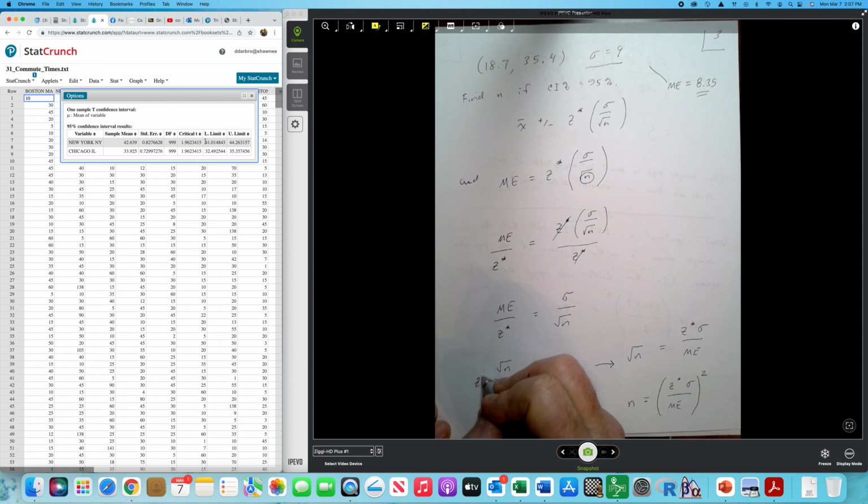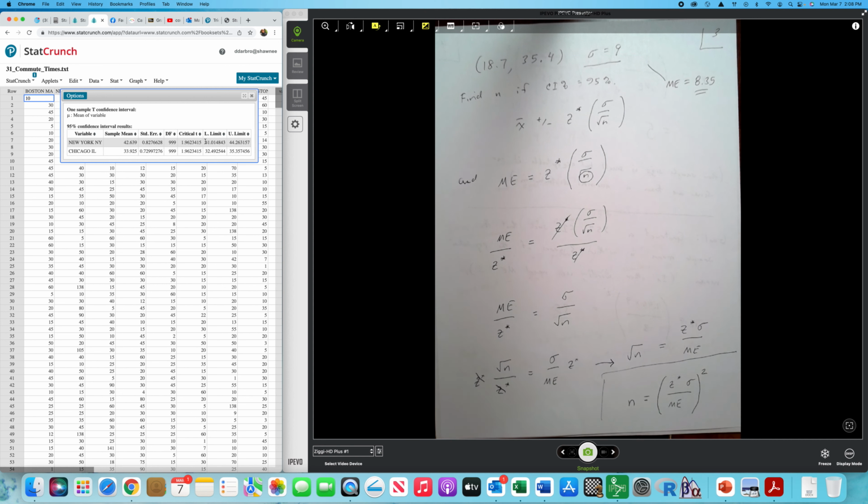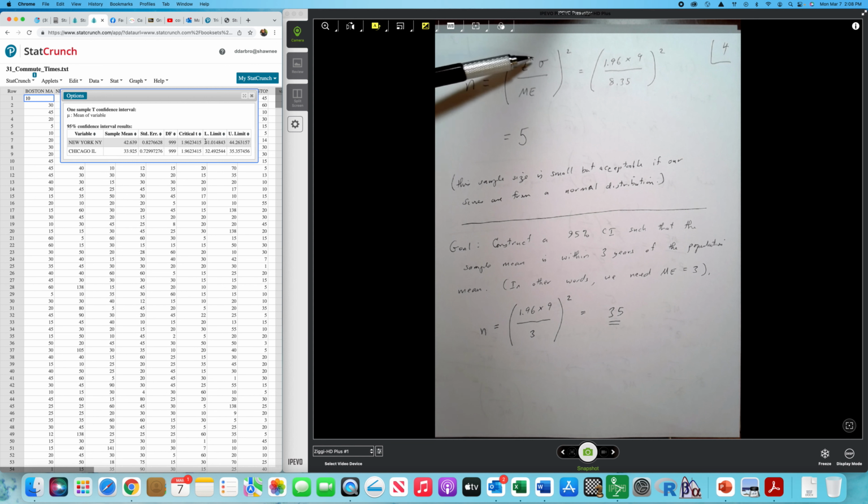So right here is what you need to be able to calculate the sample size for a confidence interval where the population standard deviation is given. Now, let's see how it plays out. For our problem, we have a z critical of 1.96. We have a standard deviation of 9, and we have a margin of error of 8.35. When I do the arithmetic there, I get 4 point something. We always round up to the next integer.